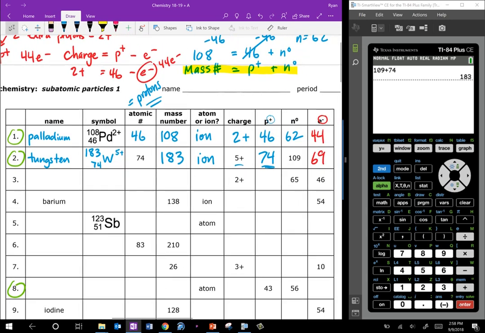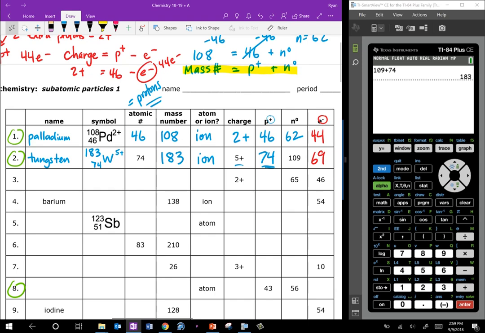We kind of launched from that atomic number as the key piece of information that gave us protons, that gave us the identity of tungsten, that gave us its abbreviation as a W, and from there we used that proton number to figure out both charge and mass number. So protons was really important. Once you've got that, you can jump in and go almost anywhere.